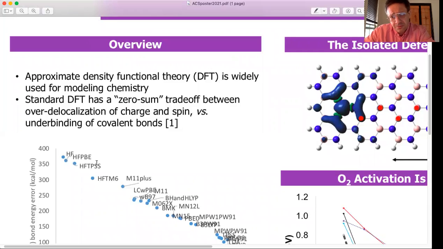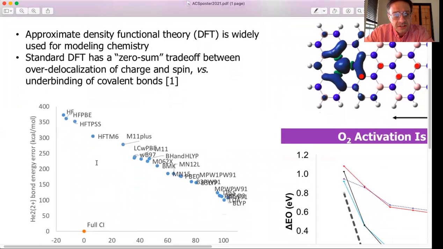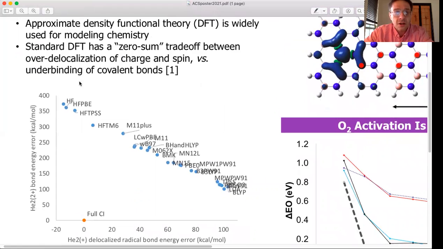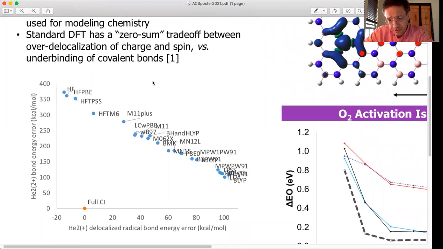problems. And my group's perspective on this problem is there's sort of a zero-sum trade-off between over-delocalization of charge and spin versus underbinding of covalent bonds. Now, those are both ideas that are well known in the literature. This is just a different way of presenting them.